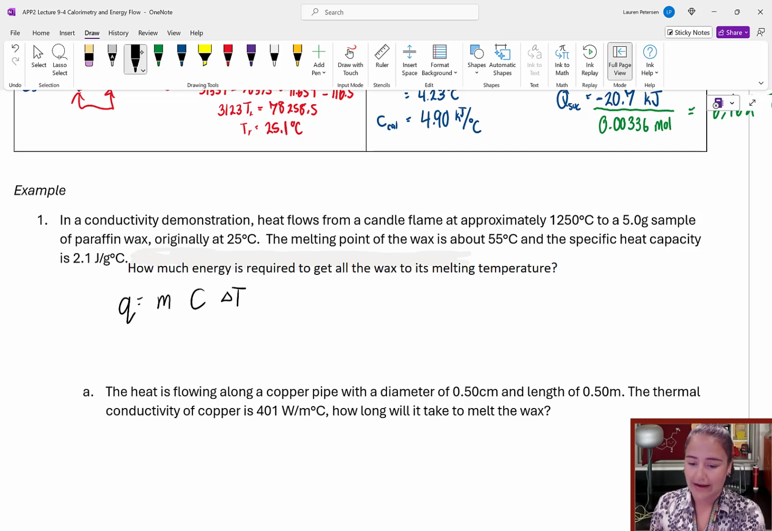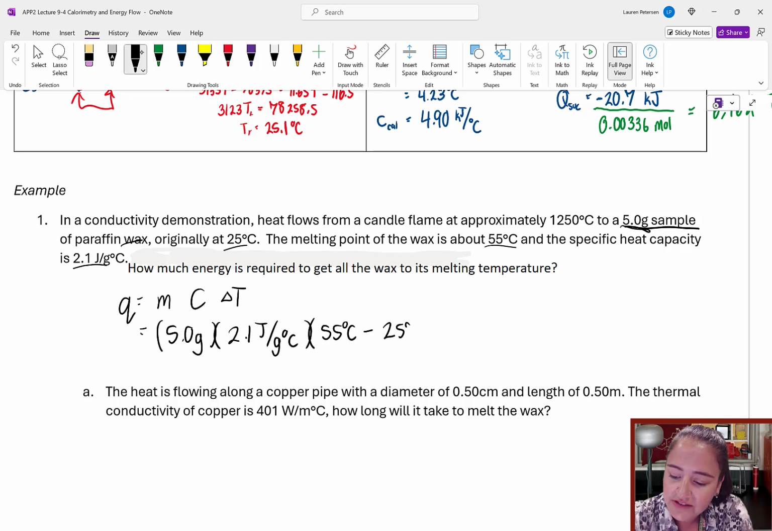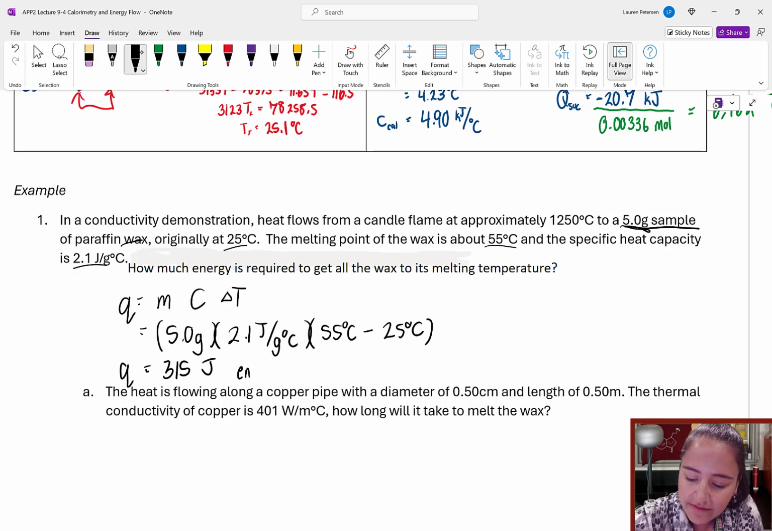Now, we want to get the wax to its melting temperature. So we're going to use the mass of the wax, which is 5 grams, the specific heat of the wax, 2.1 joules per gram degree Celsius, and then the change in temperature that we need, 55 minus 25. So again, 30 degrees Celsius. So we have 5 times 2.1 times 30. And we get that it would need 315 joules of energy to get it to that temperature.